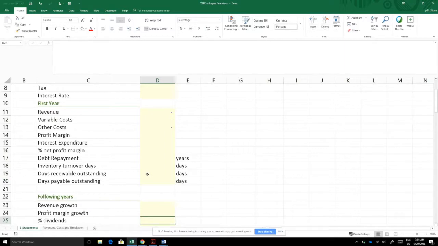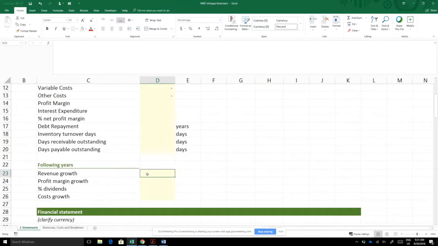And then here, this is for forecasting. So you put how much you think your revenue is gonna grow. In general, here we put the inflation rate of your country. Then the profit margin growth. So with time, you're gonna get more efficient, hopefully. So how much you think you're gonna improve your profit margin per year? That could be 0.5% or something like that.